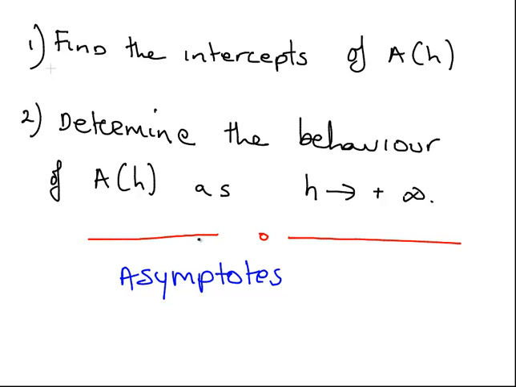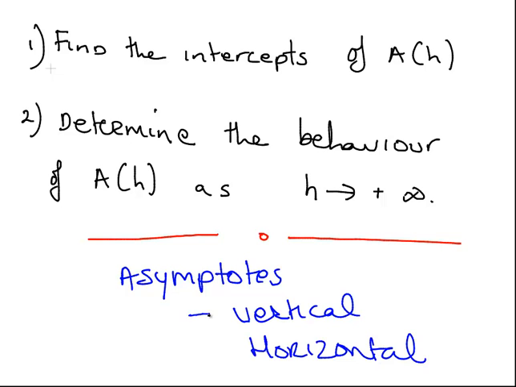I won't give the game away. We'll actually do it out. So what we're looking for here is the vertical asymptote and the horizontal asymptote. So we have to find the intercepts of A(H), and then the behavior of the asymptotes essentially.